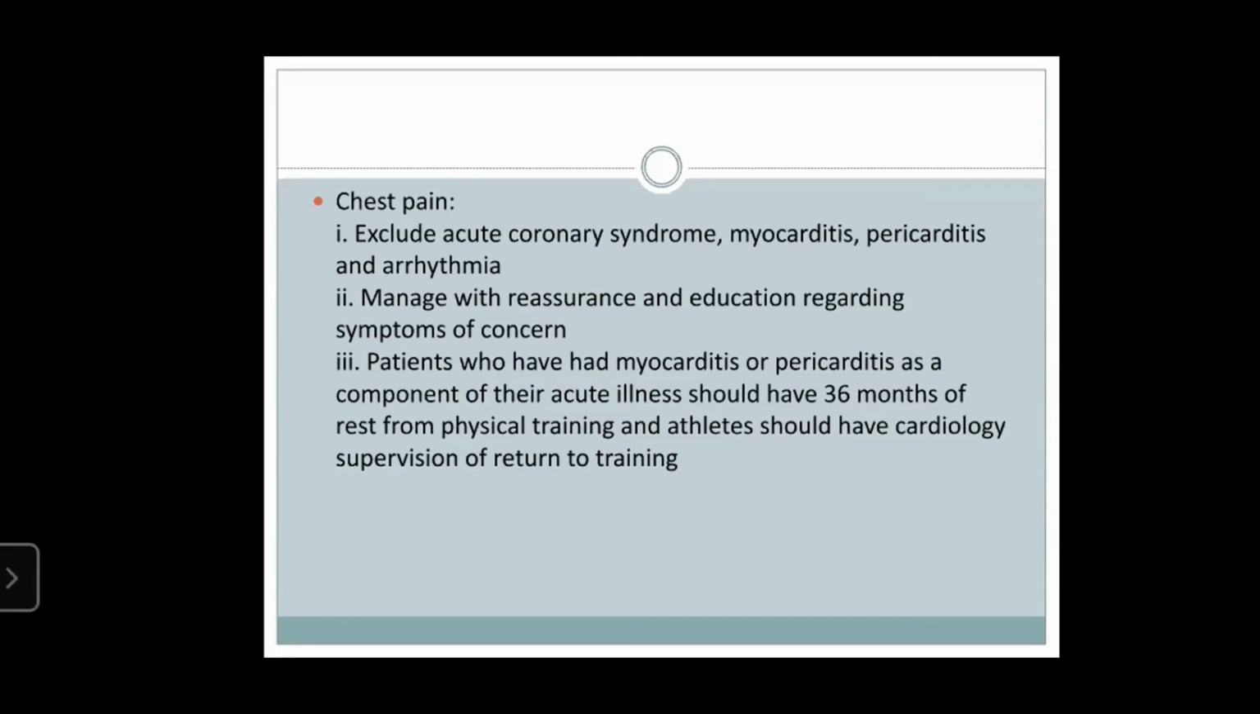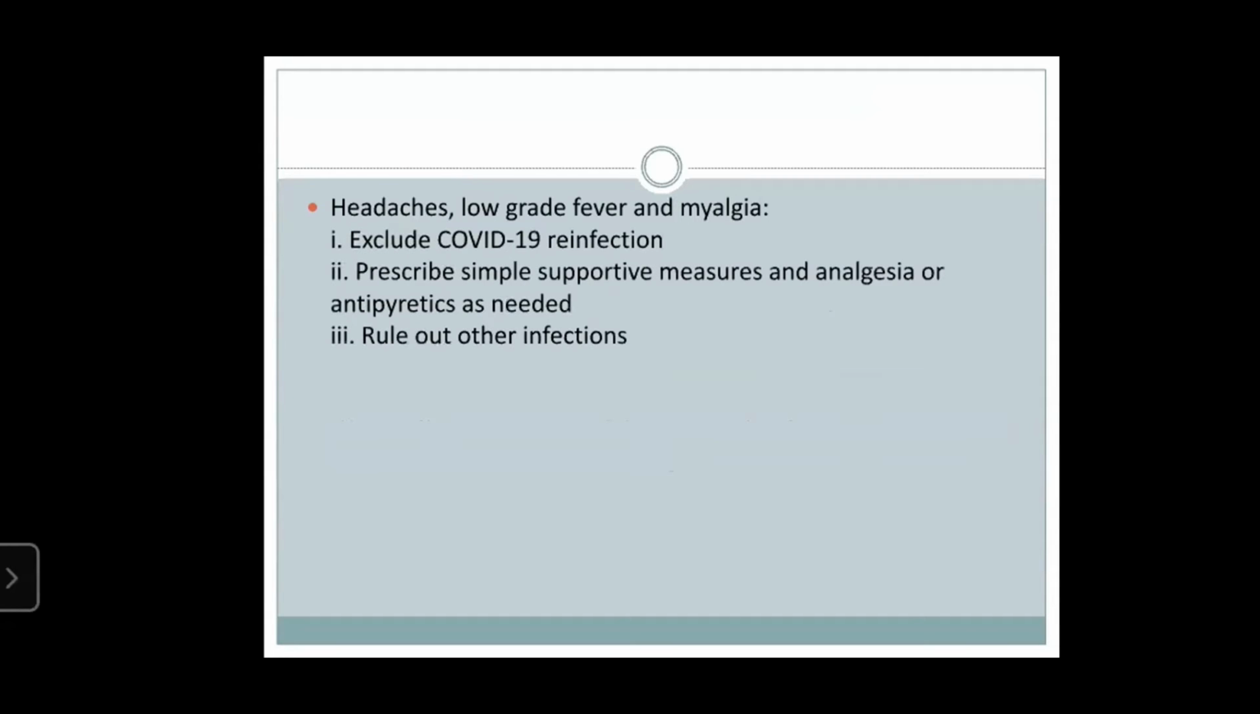Then if a patient presents to us with headache, low-grade fever, and myalgia, we have to exclude COVID-19 reinfection. As I mentioned just now, we may redo the RT-PCR and look at the CT value. If negative, we may prescribe simple supportive measures and analgesia or antibiotics as needed. And please rule out other infections such as dengue fever.